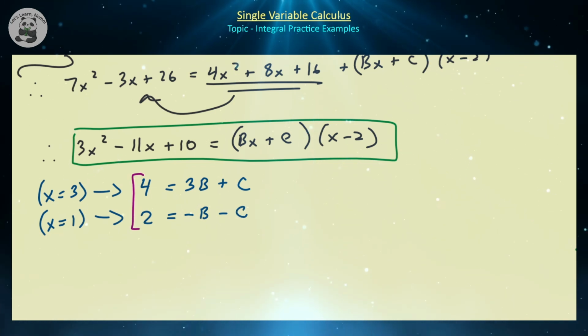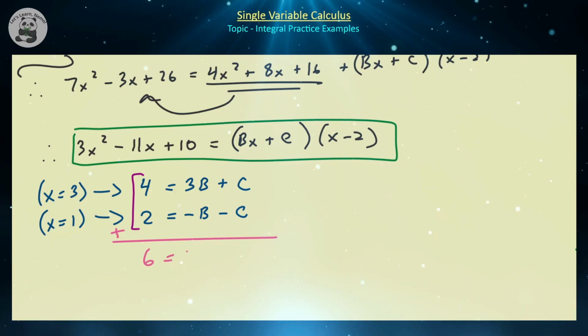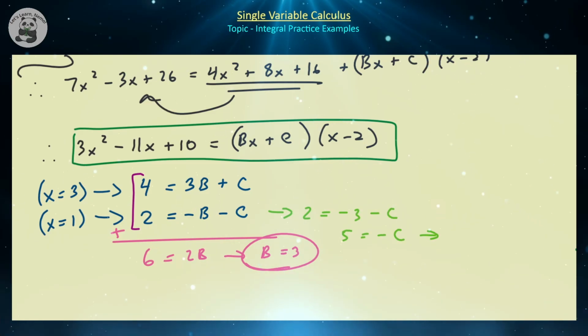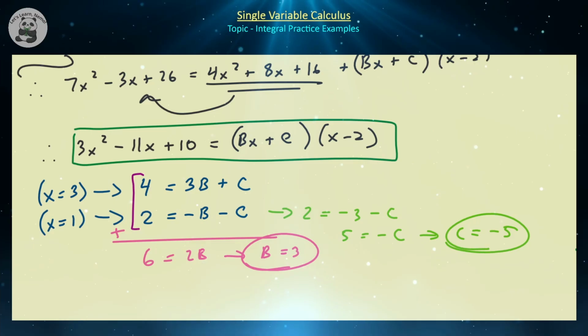We can use Gaussian elimination very easily because our c's will eliminate. So we're going to have 6 is equal to 2b plus 0, which means that b is going to be equal to 3. And if b is equal to 3, then 2 is equal to minus 3 minus c, which means 5 is equal to minus c, implying that c is equal to minus 5. So that gives us all of our constants.